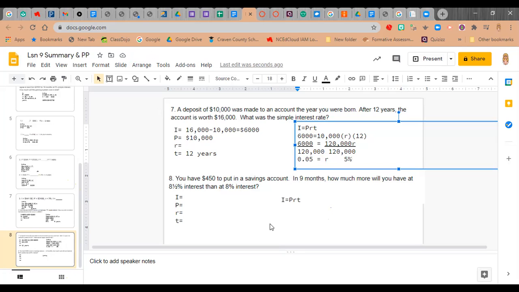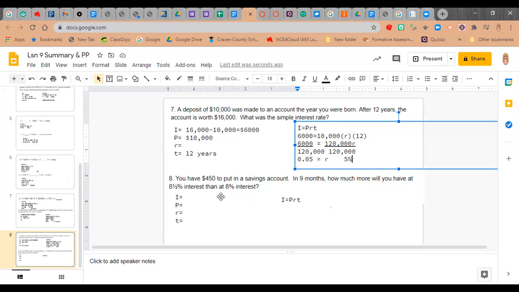Questions you have for me? I'm starting to get the hang of this now. Yeah. All right, last problem. You have $450 to put in a savings account. In 9 months, how much more will you have at 8.5% interest than at 8% interest?